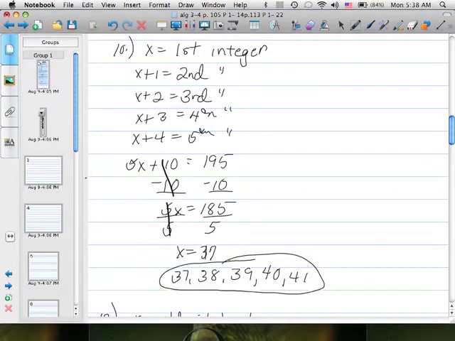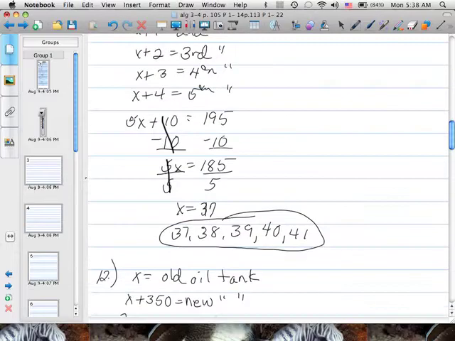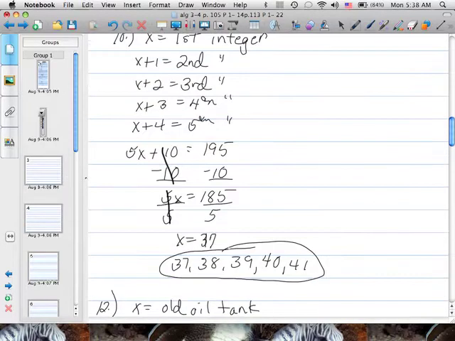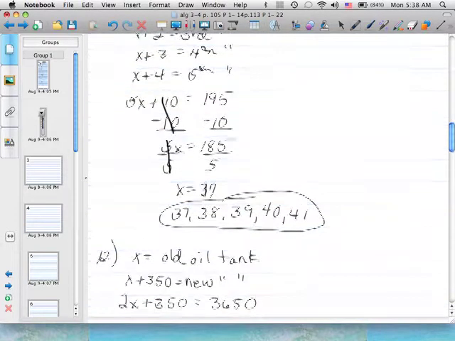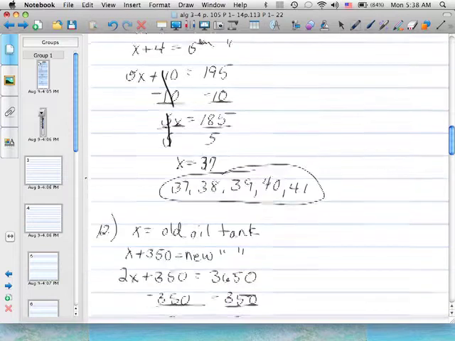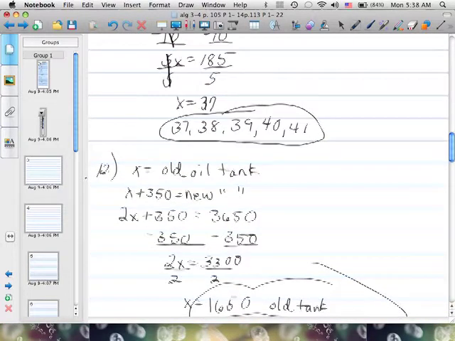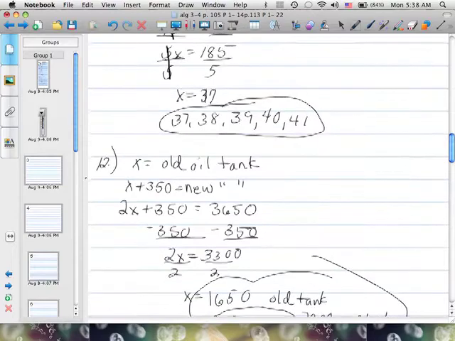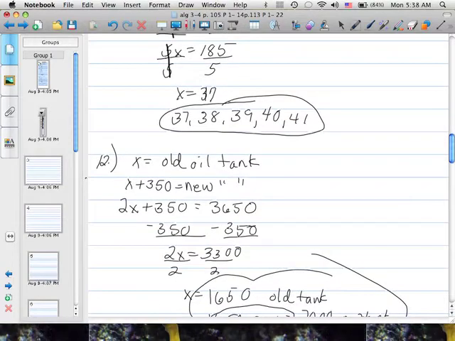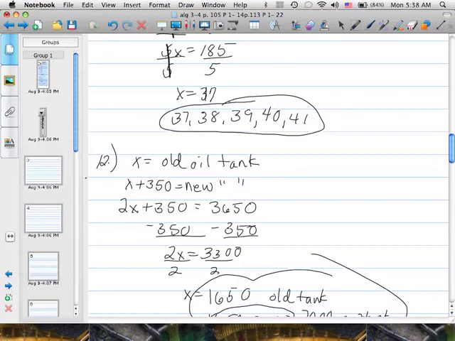the sum is 195. So if I add up the x's, I have 5 x's. Add up the numbers, I have 10. So 5x plus 10, the sum of these, equals 195. Solving it, undo addition first, subtract the 10 from both sides, and I get 5x equals 185. Divide both sides by 5 to get x by itself. We get x equals 37.